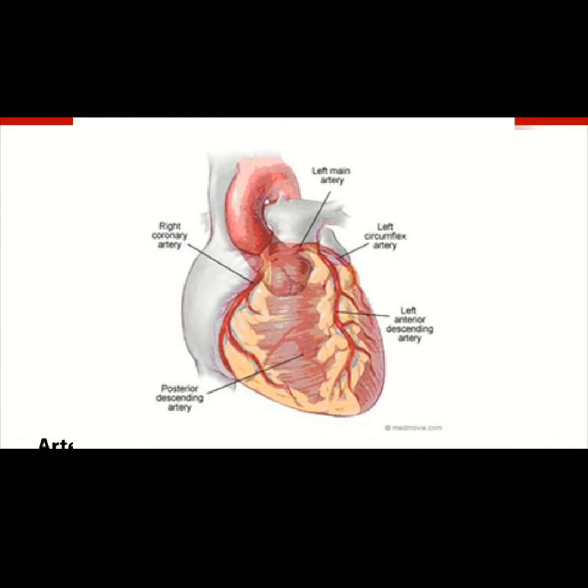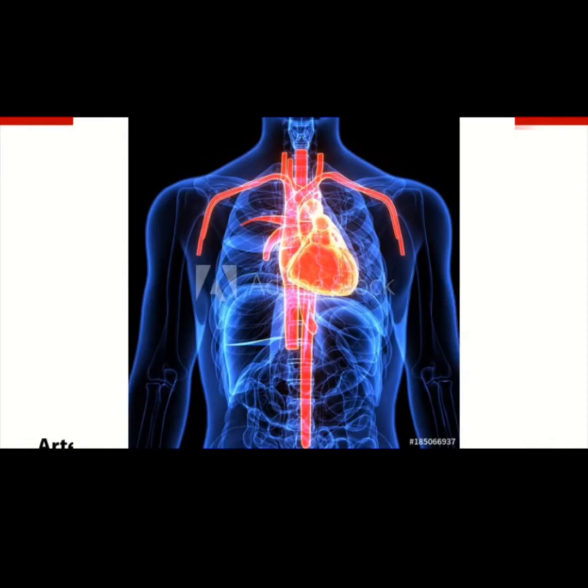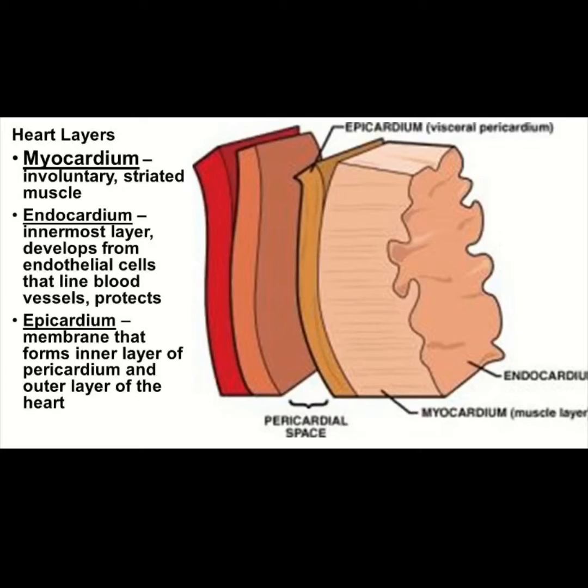The heart is a hollow muscular organ inside the thorax between the lungs. The space it occupies is called the middle mediastinum. It consists of three layers: the visceral epicardium or pericardium, the myocardium, and the endocardium.